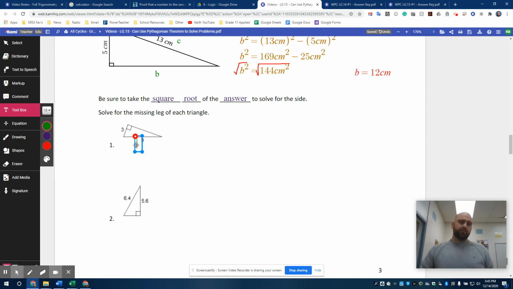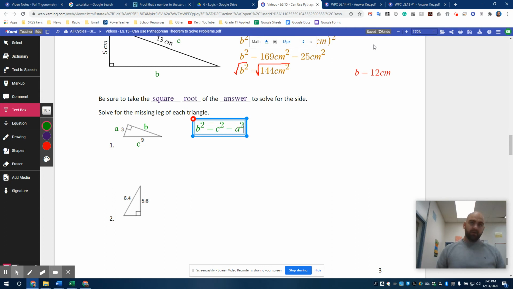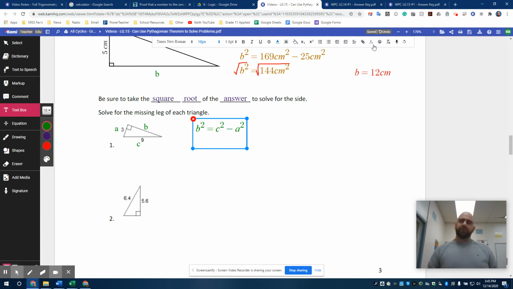So in this one here, again, hypotenuse is C. This side I'm going to give A, and the missing side is going to be B. And so our equation that we're going to use is B squared is equal to C squared minus A squared. Now, when you are doing this equation, the C is always going to come first. The C is always subtracting either A squared or B squared. So we'll make sure that C always comes first. Plug in the numbers that we have.